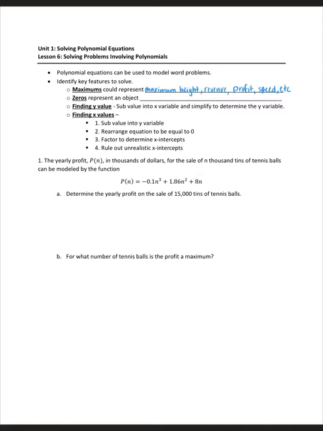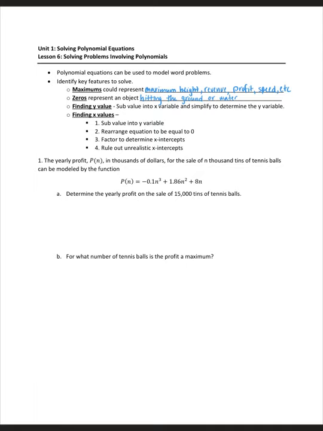Zeros, when they're put in word problems, they could represent when an object is going to hit the ground, or water. And we'll look at some other examples of what those zeros could represent.